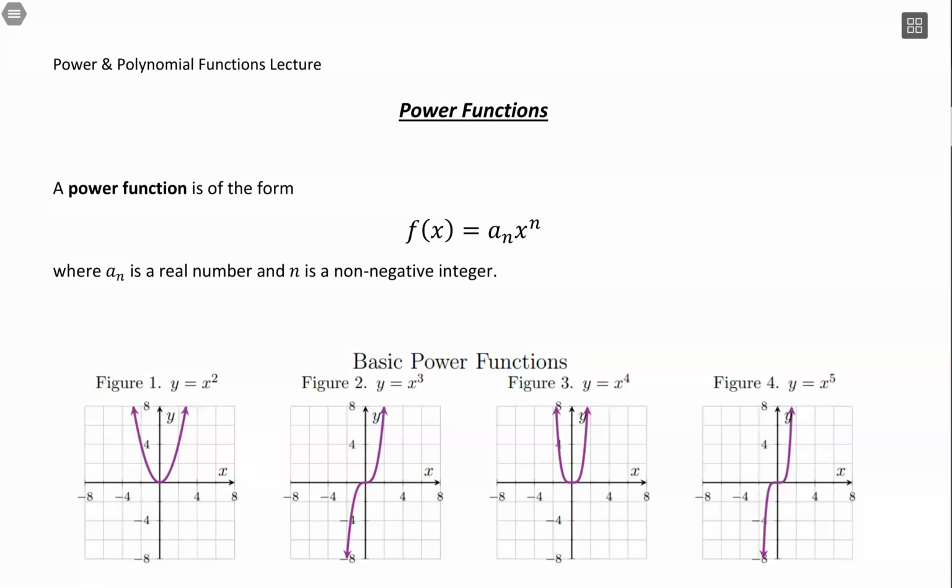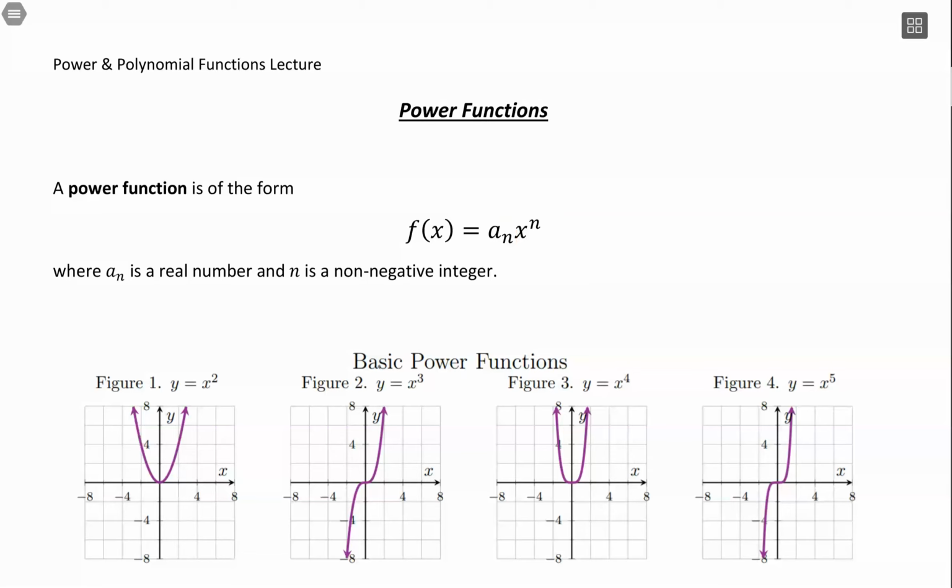So before we can really start talking about our polynomial functions, we need a good understanding of power functions. Power functions are of this form where you have this a with the subscript of n times x raised to a power of n. Now this number out front, that a with the subscript of n, is a real number.